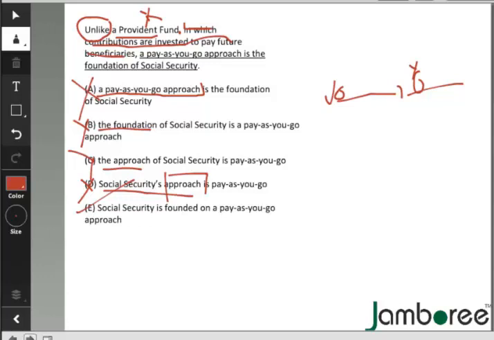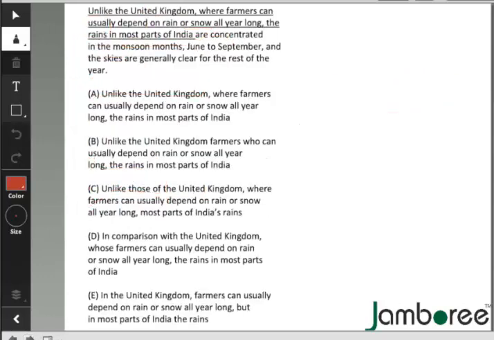Okay. Now I'll give you another one. How about this? You guys try this. 10 seconds.